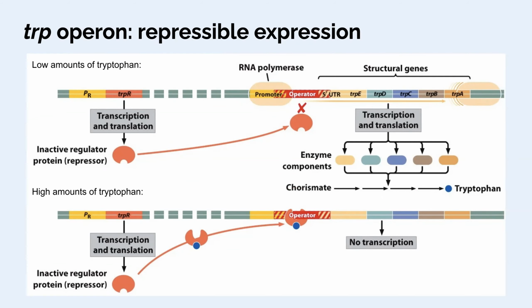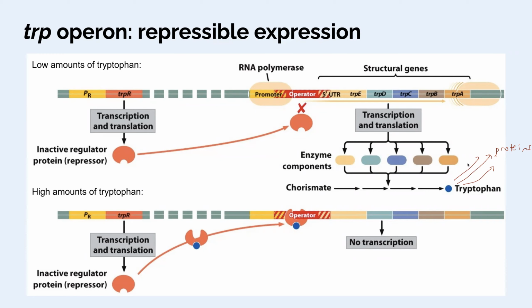So this is the flip side of what we saw for inducible systems. This is a repressible system where the cell is going to make tryptophan as long as there is a need for tryptophan. So as long as tryptophan, as I indicated once before, is drawn off to make proteins, then the cell is going to keep running low on tryptophan, and it's going to keep having the signal that causes transcription to happen.